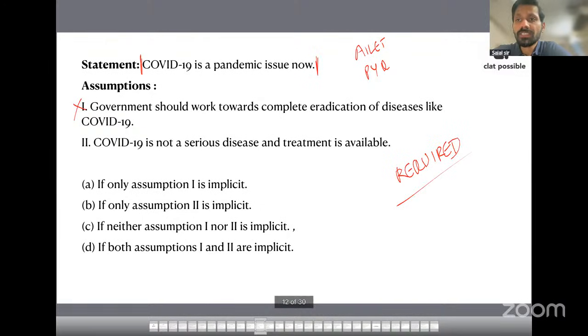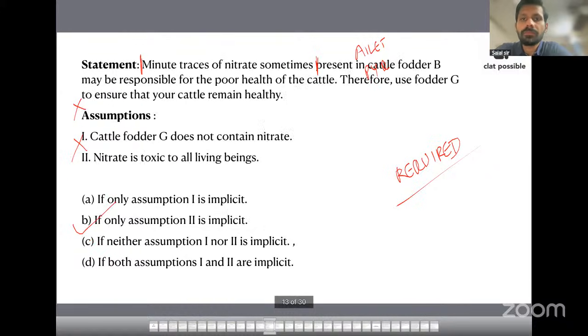COVID-19 is not a serious disease and treatment is available, right? So this is also bekar. So option C is correct here. Turned out to be an easy one, right? Let's do this one. Again, AILET PYQ. We are looking for something that is required.